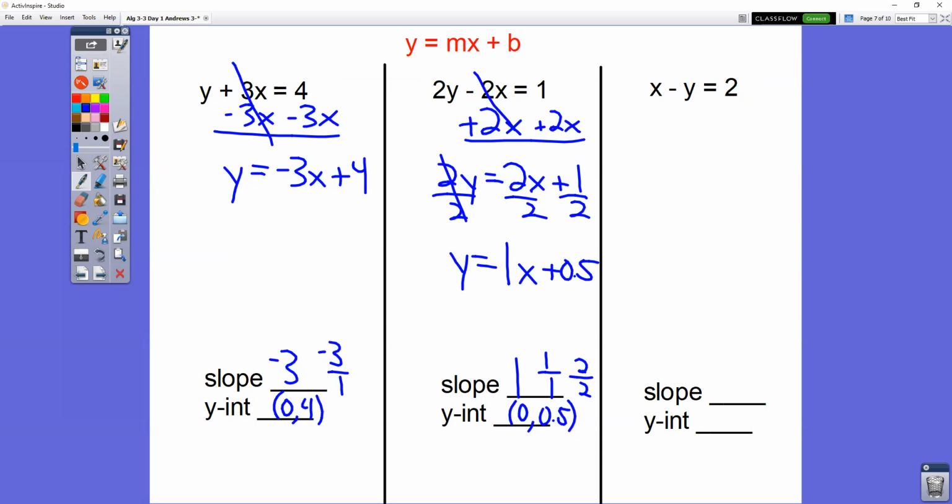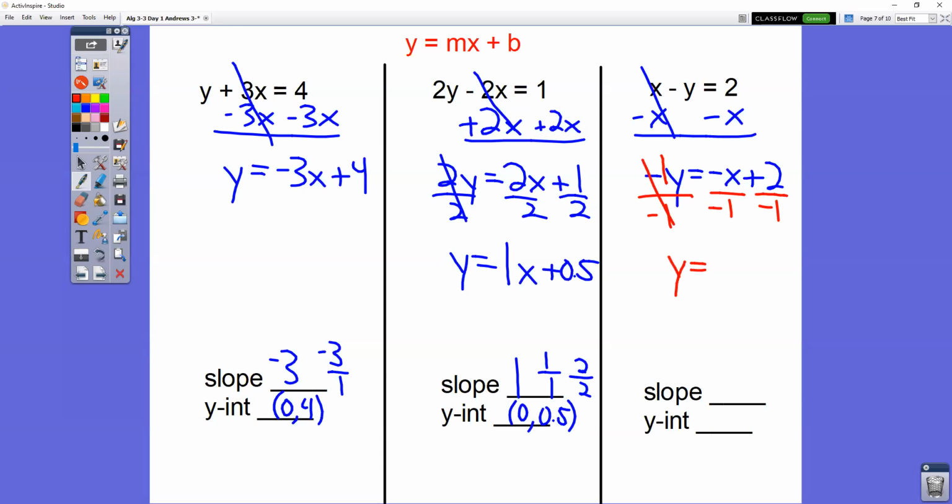Now, something weird happens in this next one. All right, watch what happens in this next one. To get that negative y all by itself, I need to do minus x and minus x. So I have negative y equals negative x plus 2 when I switch it around. Be careful. We don't want negative y. There's really a 1 in front of that. So I need to divide by -1, divide by -1, divide by -1.